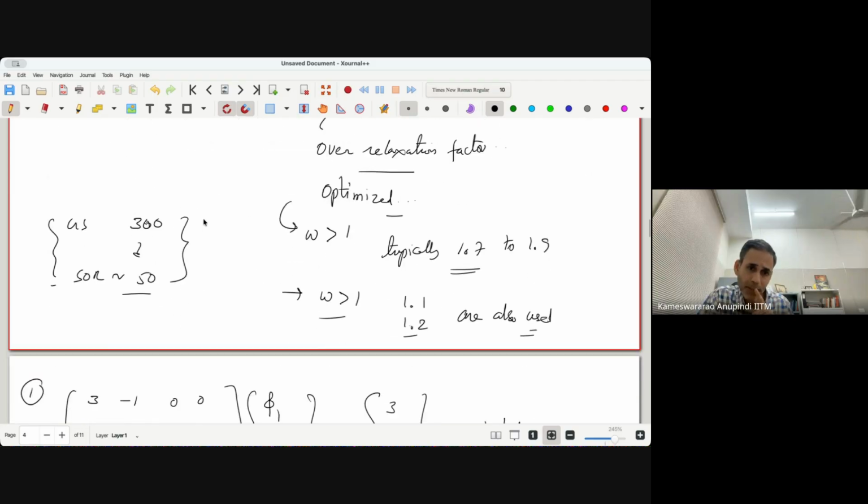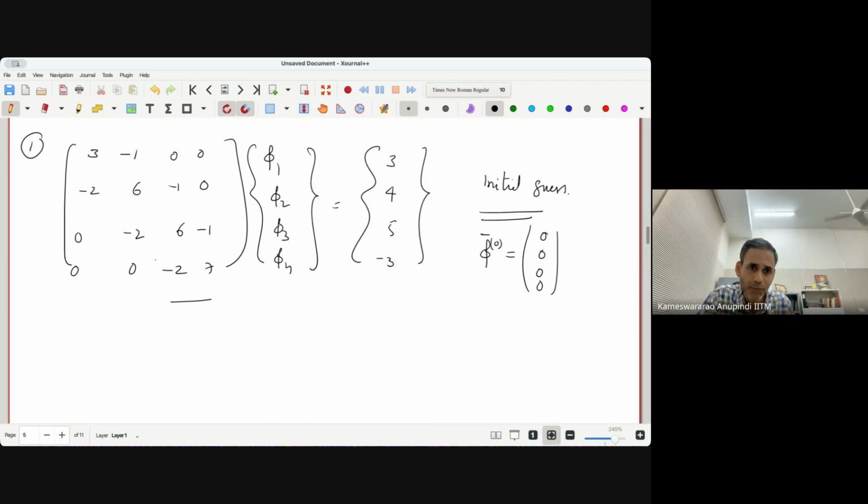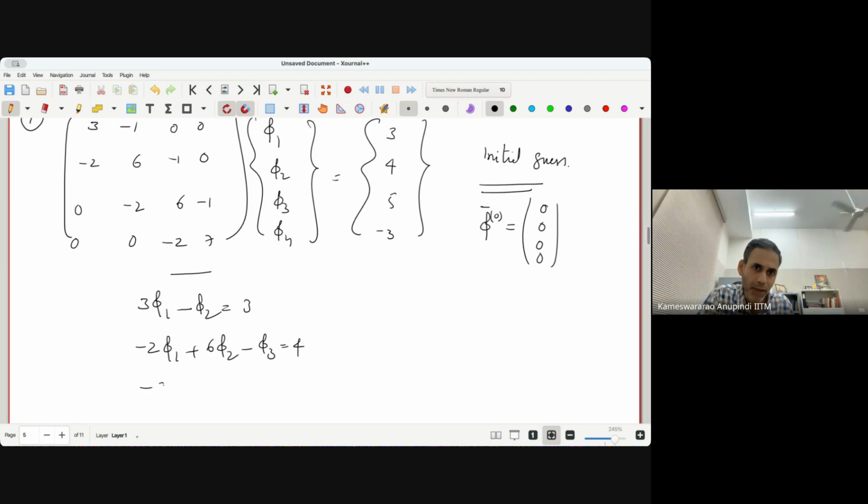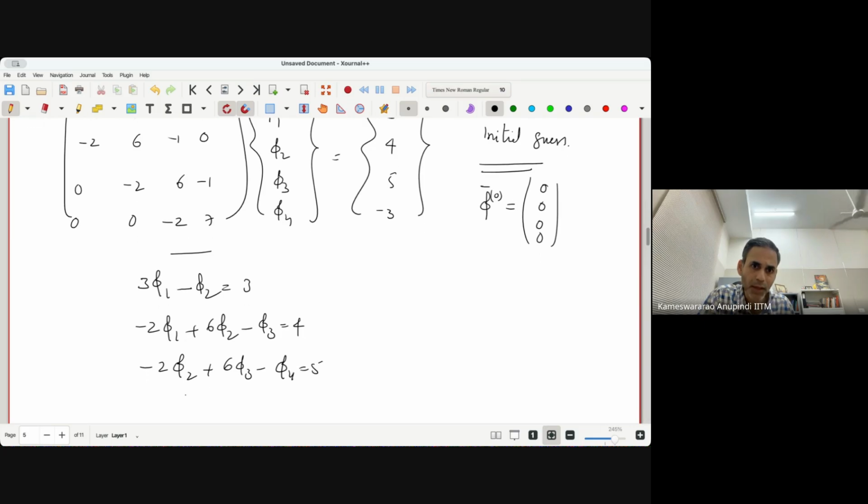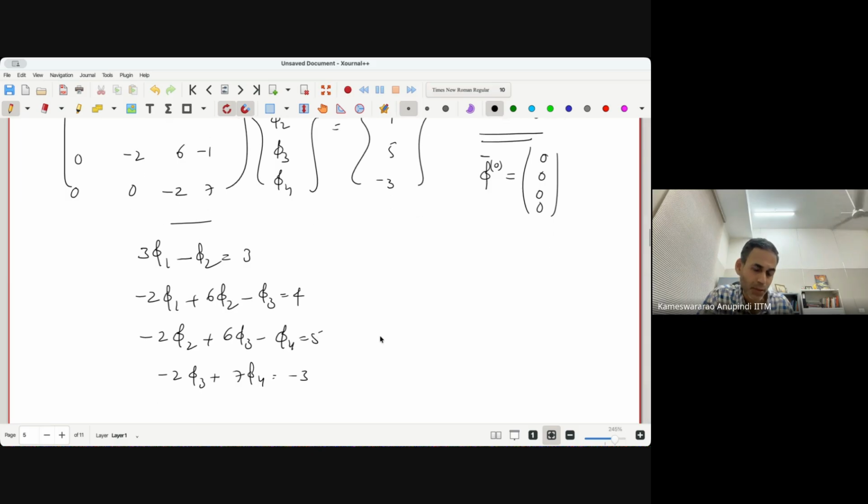Now let's look at this problem. First of all, I have to reduce this problem into a set of equations. So what we have is 3 times phi 1 minus phi 2 equals 3. Then minus 2 times phi 1 plus 6 times phi 2 minus phi 3 equals 4. Then minus 2 phi 2 plus 6 times phi 3 minus phi 4 equals 5. And then minus 2 phi 3 plus 7 times phi 4 equals minus 3. So this is what I have.